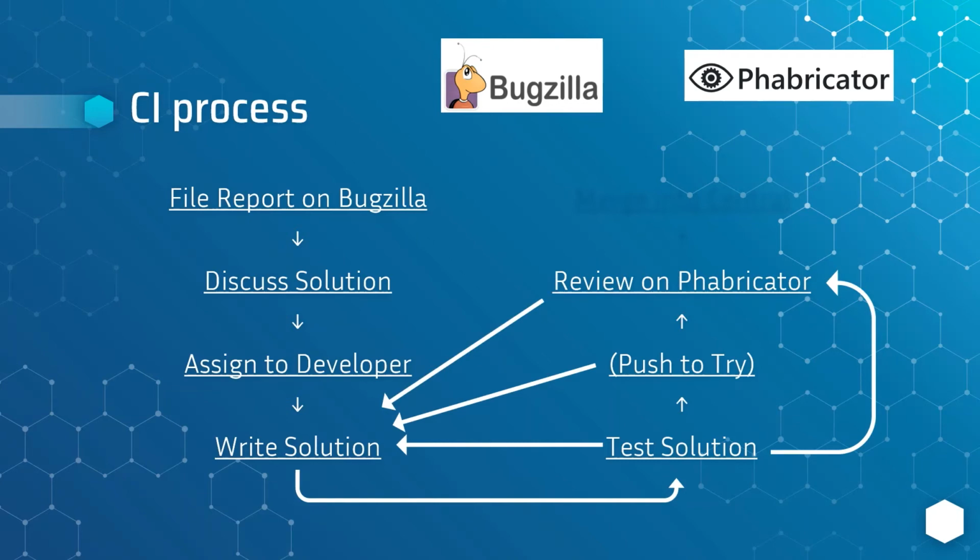Then, the solution patch is submitted to Phabricator, where it can be reviewed. If a try server job fails, or the review requires a rewrite, we go back to the Write Solutions tab. Finally, if the module owner or one of his or her peers accepts the patch, it can be merged into Central.